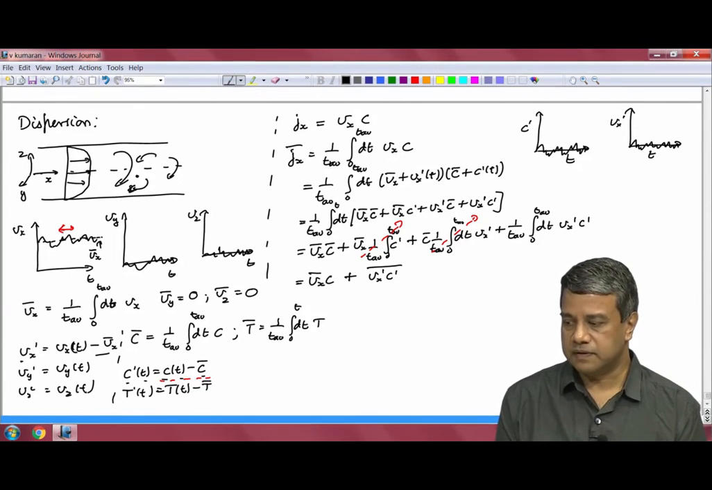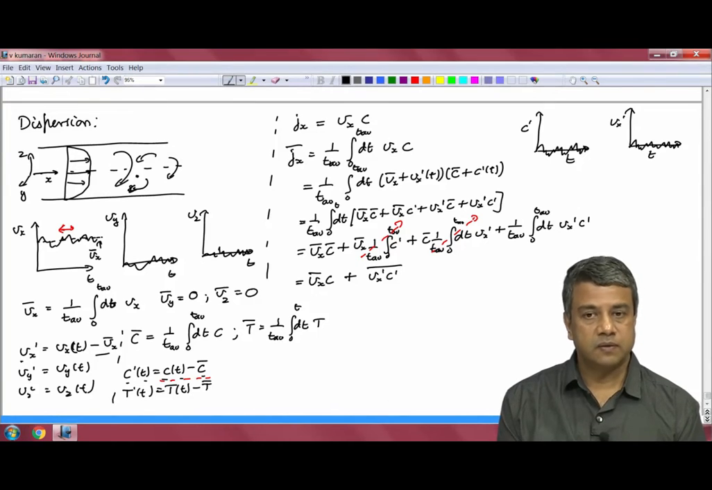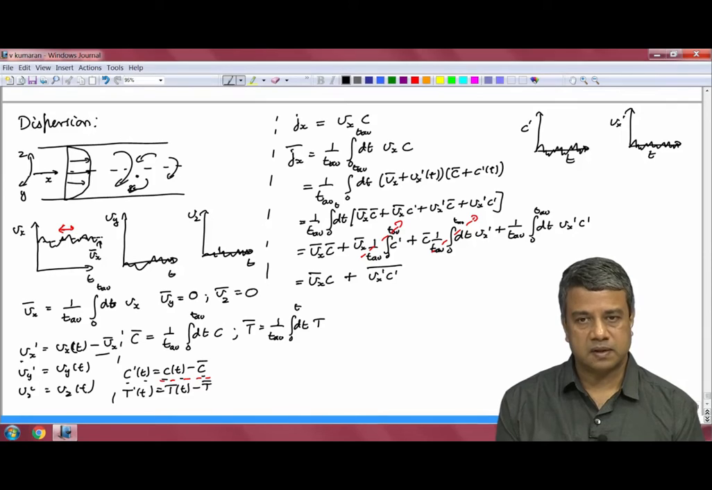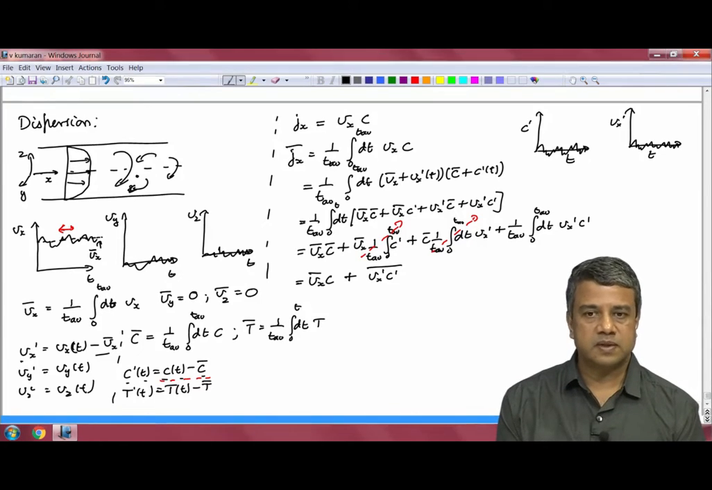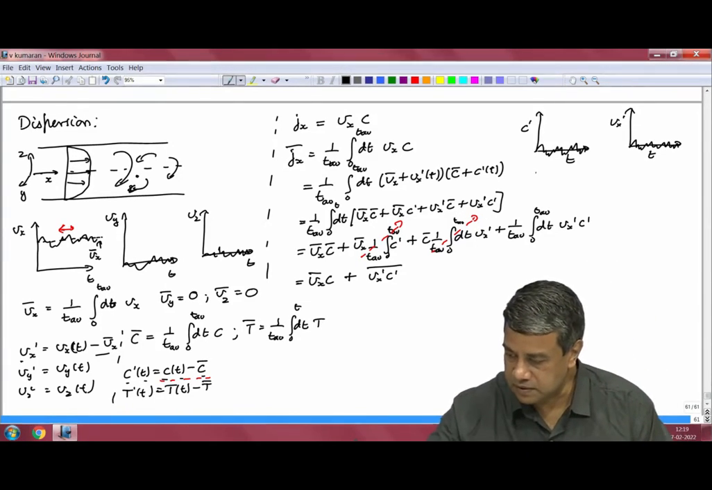For example, if Vx prime is proportional to C prime, even though both of them average to 0, you get the square of a number. C prime could be positive or negative, but if Vx prime and C prime are proportional to each other, you get a square of a number, which is always positive. So, the product of those two in general does not have to average out to 0.